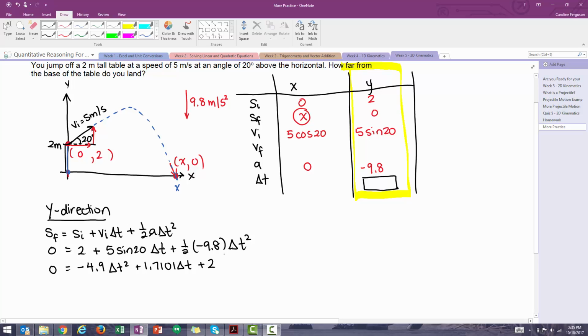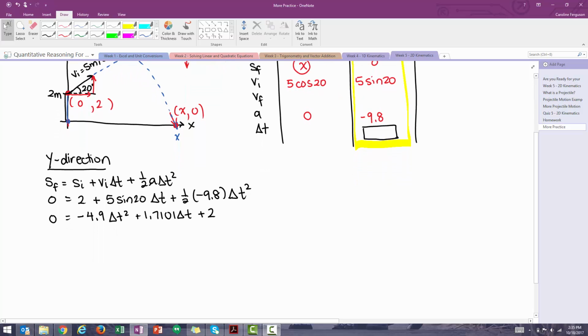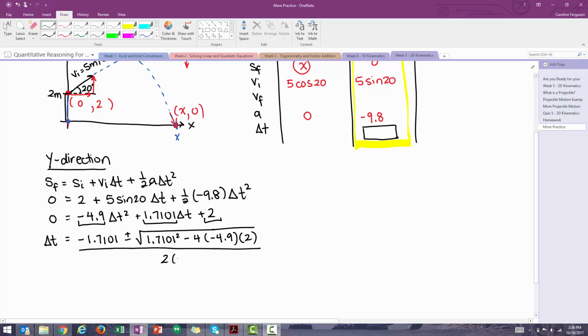Alright, so now I'm going to use the quadratic formula since this is a quadratic equation to solve for delta t. I get delta t is equal to negative b, so this is my b, so I have negative b plus or minus the square root of b squared, 1.7101 squared, minus 4 times a, this is my a, times c, here's my c, all over 2 times a.